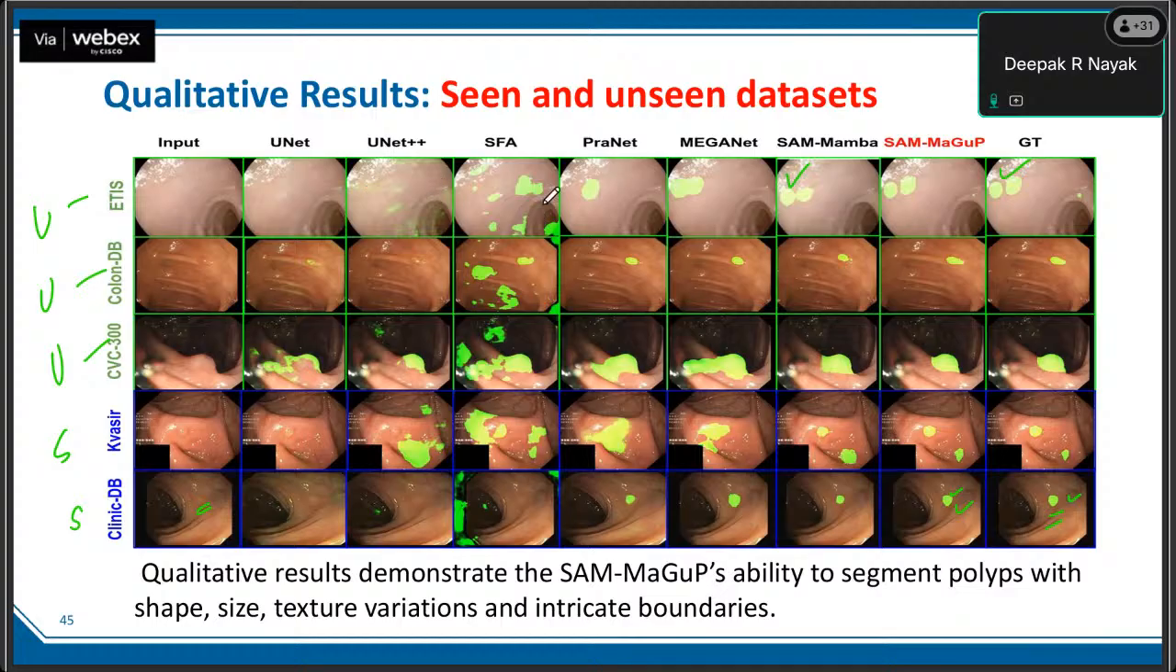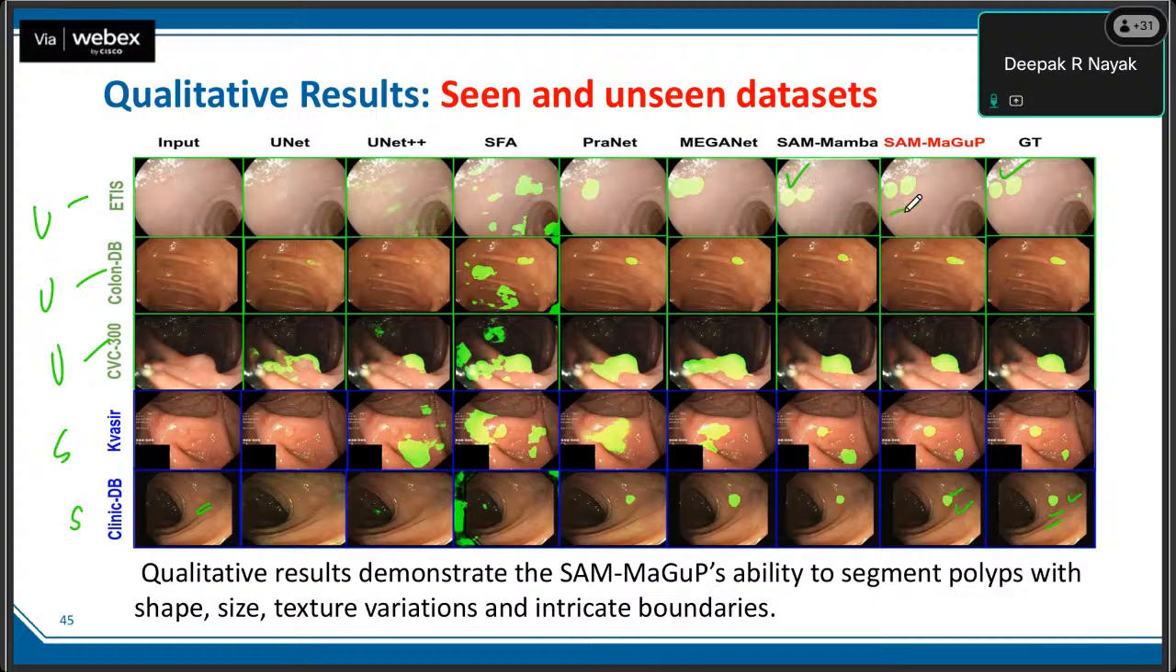Even in the case of SFA, there are a lot of false positives. In the case of PRANET, which is also a state-of-the-art model, it could not detect the second polyp over here, which may lead to colorectal cancer. In the case of MegaNet, both are considered a single polyp, although they are different polyps. In the case of Sam Mamba, although it tells there are 2 polyps, it could not identify the precise boundaries.